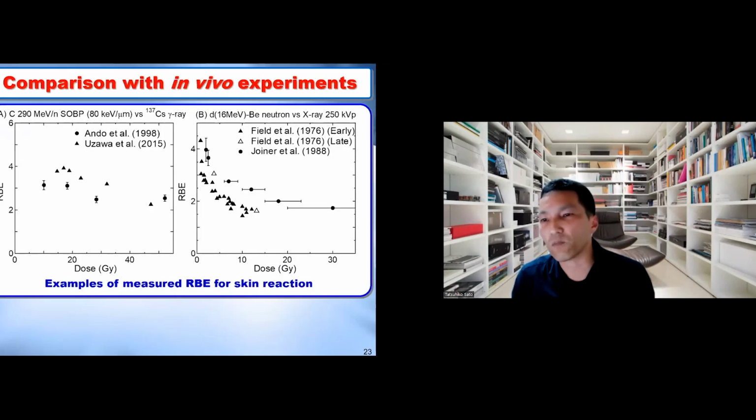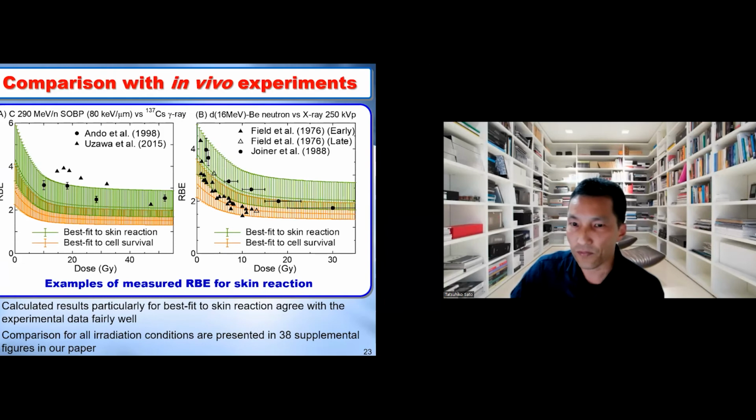This graph shows an example of the measured RBE for skin reaction for carbon 290 MeV SOBP beam against cesium-137 gamma rays. And this is for 16 MeV deuterium-beryllium neutrons against 200 kilovolt X-rays, as I showed before. And here are our calculated results. The best fit to skin reaction is shown in the green area, and the best fit to cell survival is shown in the orange area. The calculated result, particularly the best fit to skin reaction, agrees with the experimental data fairly well. But some data are outside of the range because this shows just one sigma. So of course, some experimental data are outside of the range.